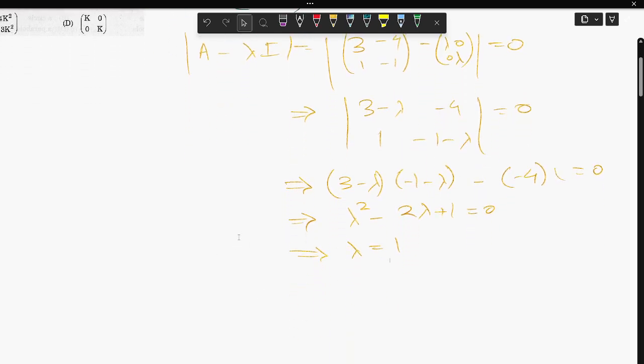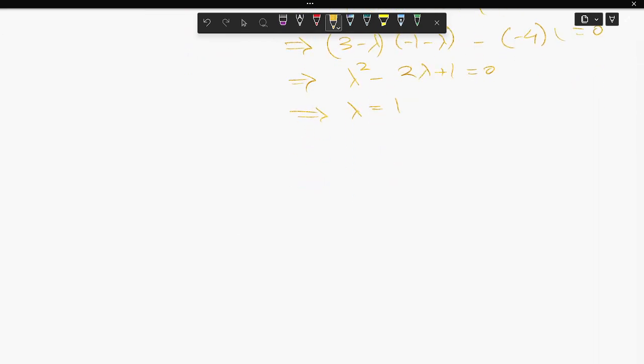Okay. So now our eigenvectors. For our lambda equals 1, what will the eigenvector be? For finding the eigenvector, we have to solve this equation: (A minus I) v equals 0. So then A minus I will be [2, -4; 1, -2].